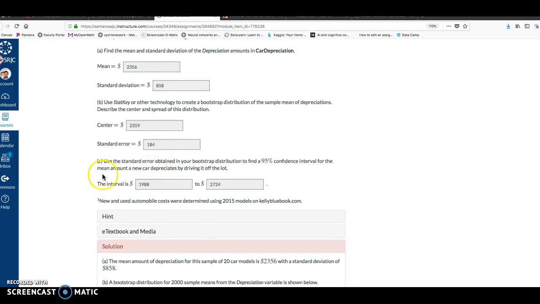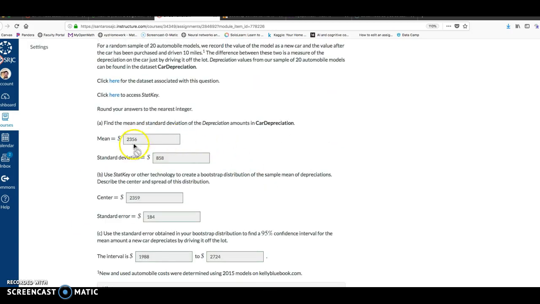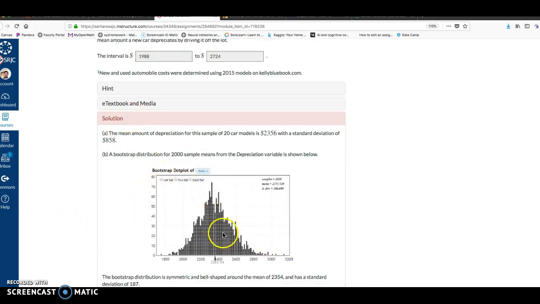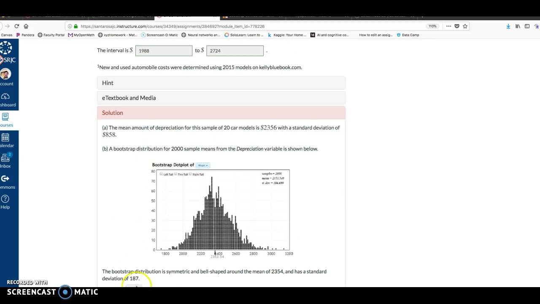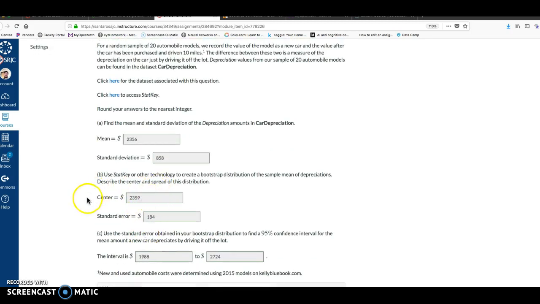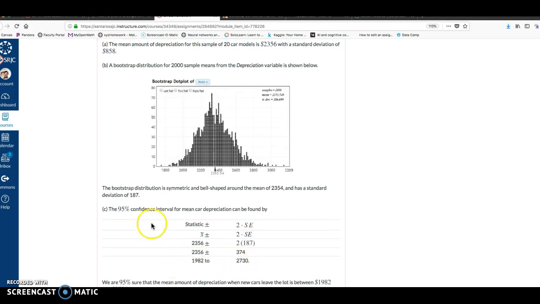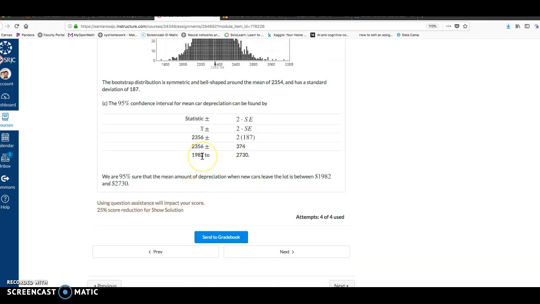I've opened up the solutions. For part A, there's a definite answer because this comes from the sample data, 2356 and 858. Notice the author's solution: their center is 2354, and their standard error was 187. So there is a range of correct answers for part B. The sample mean, 2356, should be the same for everyone in the class, but for the standard error, I got 184 in my bootstrap sample, and you might have something different. So you could get a different confidence interval. It should be fairly close to what I have up here or what the book says, but there's not an exact answer on B and C.